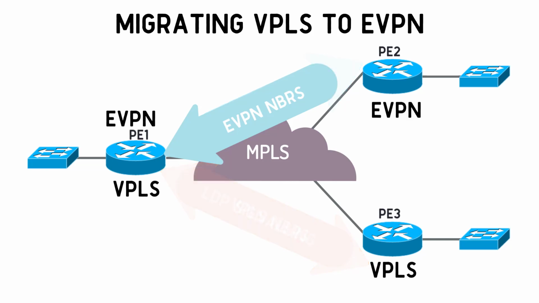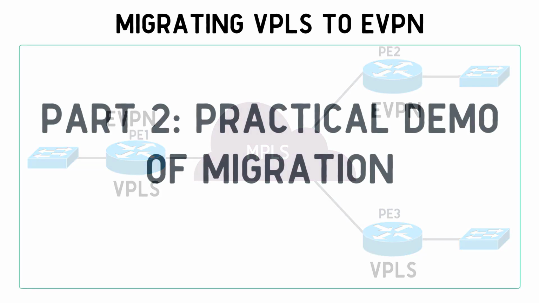Now that we got the basic concepts behind this migration, I bet you want to see this on a router. That's coming up next as part 2 of the series. I'm going to show you how there's no loss during the VPLS to EVPN data plane switch. Stay tuned.